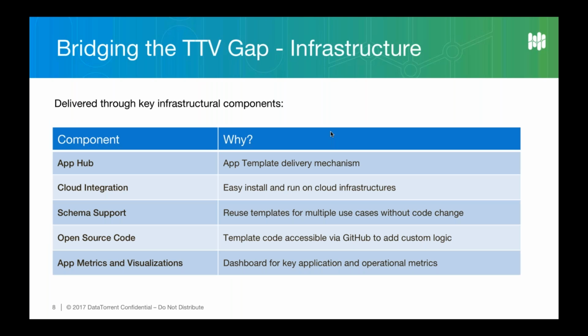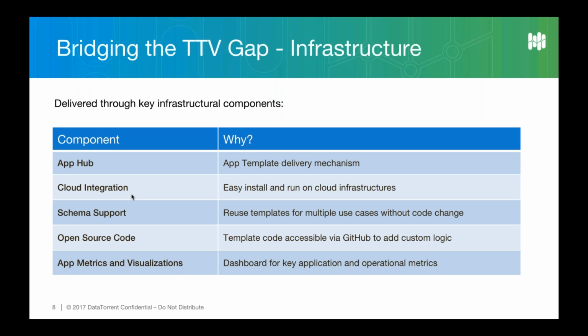So essentially, what we're doing with all of this is bridging the TTV gap, your time to value. And we achieve that by the following components within the infrastructural areas of delivering app templates. So one thing is AppHub that we just talked about. It's essentially the delivery mechanism. And then we have a heavy focus on cloud integration. One of the demos you will see today is to just download and install a script from the website for a given app template, and then run the script, and then behind the scenes your application template is available to launch in your cloud infrastructure.